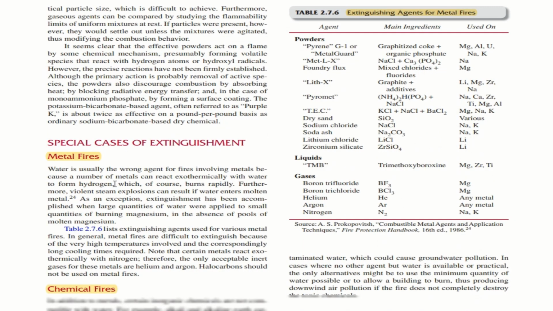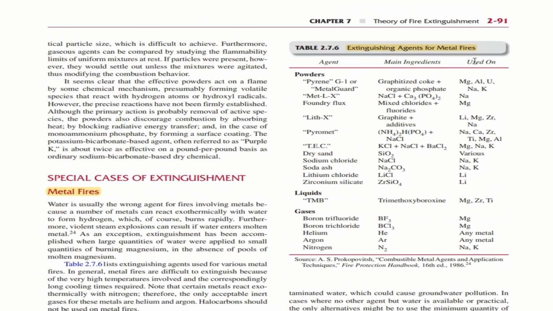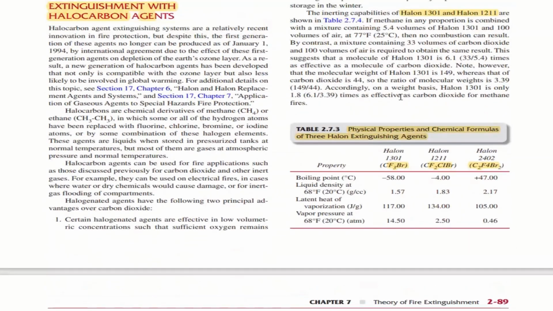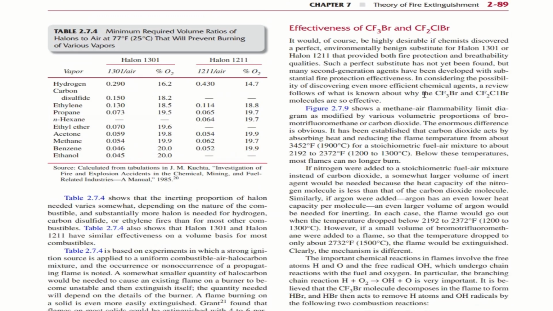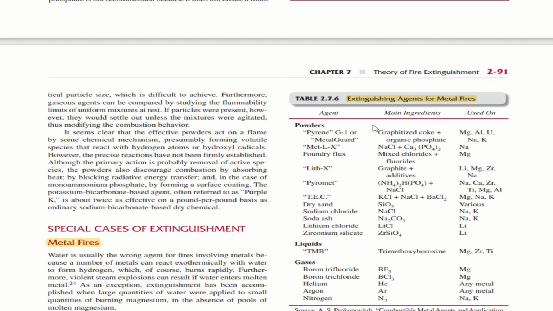You have special cases of extinguishment like metal fires and chemical fires, and you have one more table here, extinguishing agents for metal fires. Agents like powders, liquids, and gases, main ingredients, they have given the formula, and which metals they are used on. So you just go through this table as well. Basically there are 3 tables which are most important in this particular chapter: Table 2.7.3, which deals with physical properties and chemical formulas of 3 halon extinguishing agents; dry chemical agents, chemical name, formula, and popular name; and one more table related to the extinguishing agents for metal fires.